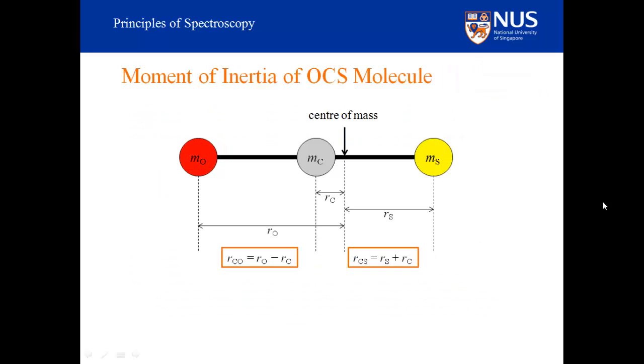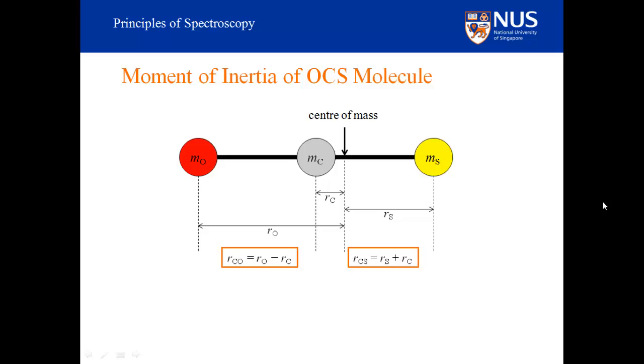Let's have a look then at a triatomic system, and this is rather an interesting one. This is the OCS, or carbonyl sulfide molecule. So this molecule has an oxygen atom, a carbon atom and a sulfur atom all in a line. The sulfur atom is of course a lot heavier than the carbon and oxygen atoms, and so the centre of mass will lie somewhere along the CS bond.